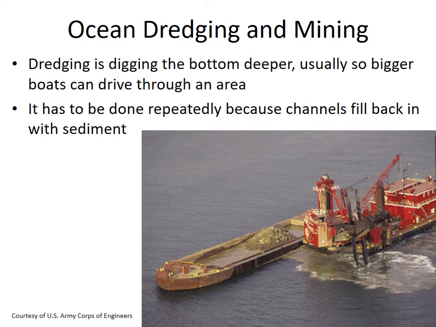All right, another type of human impact on the environment is ocean dredging and mining. So dredging is done regularly in coastal areas to dig the bottom deeper so bigger boats can get into an area. Obviously the water gets shallower as you get near shore, but in order to load a boat, you need to get the boat right up to shore. So we dig channels deeper so that big boats can get up near the shore. And then due to natural oceanographic processes, channels fill back in with sediment, and so we need to dredge and re-dredge. And there's a lot of harmful environmental impacts from constantly digging up the bottom and stirring up sediments like this.